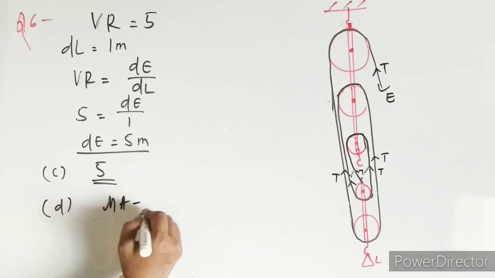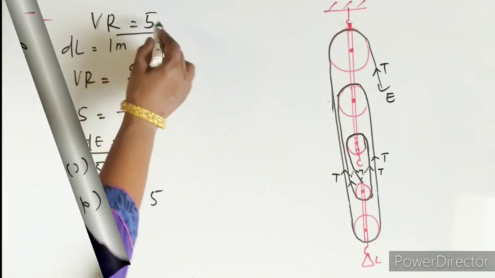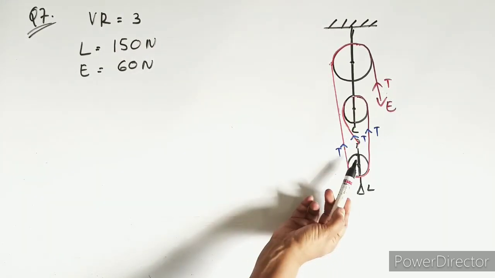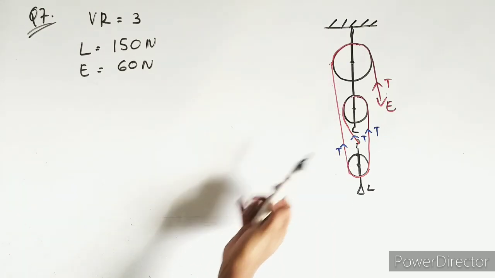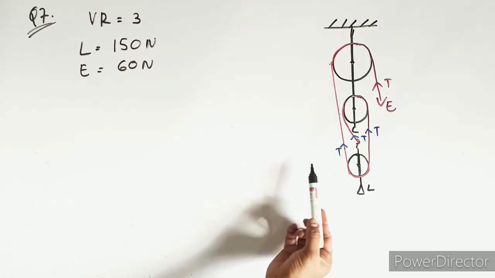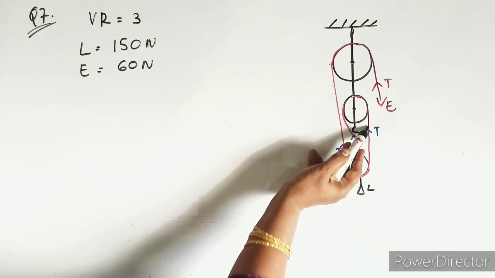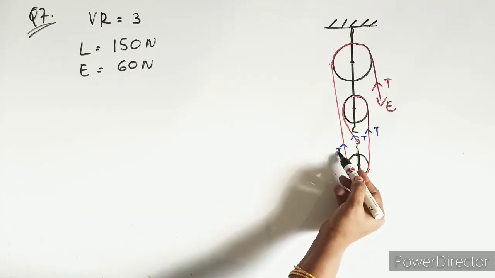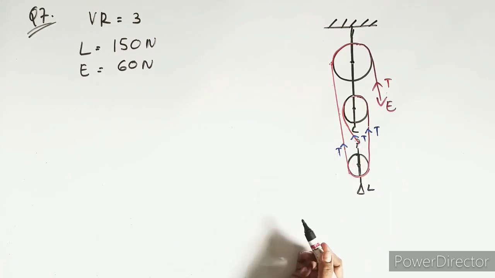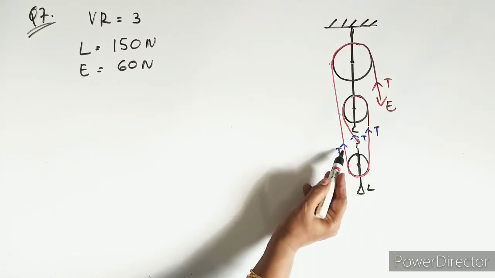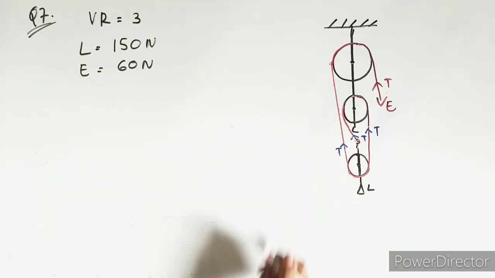Mechanical advantage will be 5 because VR is given, and in the next one it is a block and tackle system with velocity ratio 3. So obviously 3 pulleys will be there: upper block 2, and this one 1. Here we have to join this, and I have done it. See, all these should be straight lines, and these are the tensions. Tension will be in the upward direction, load always downward, and here the load is supported by 3 tensions, and effort as usual is supported by 1 tension.